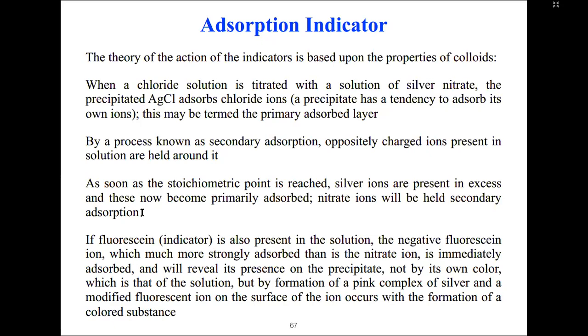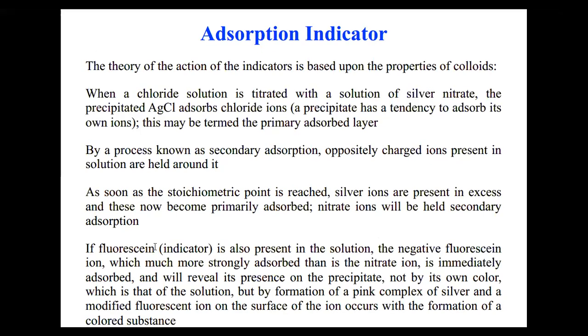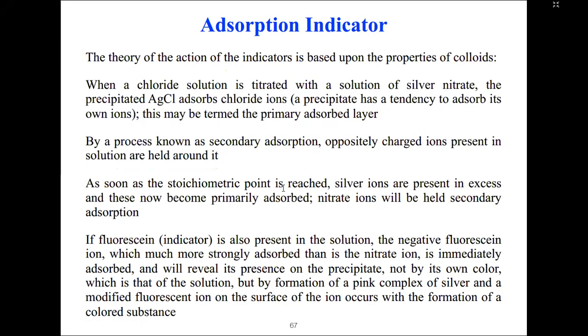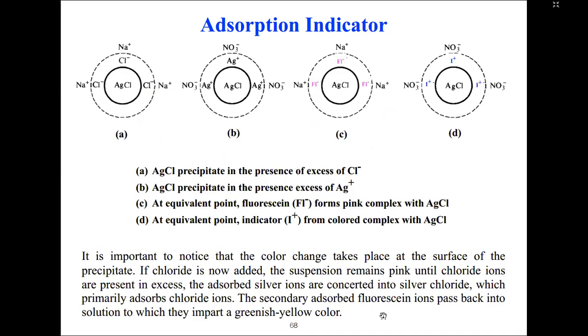Okay. If fluorescein, which is the indicator, is also present in the solution, the negative fluorescein ion, which is an anion much more strongly adsorbed than the nitrate ion, is immediately adsorbed and will reveal its presence on the PPT, not by its own color, which is that of the solution, but by forming a modified surface ion, which occurs with the formation of a colored substance. So we'll look into this on the next slides, where it might be a little bit easier.